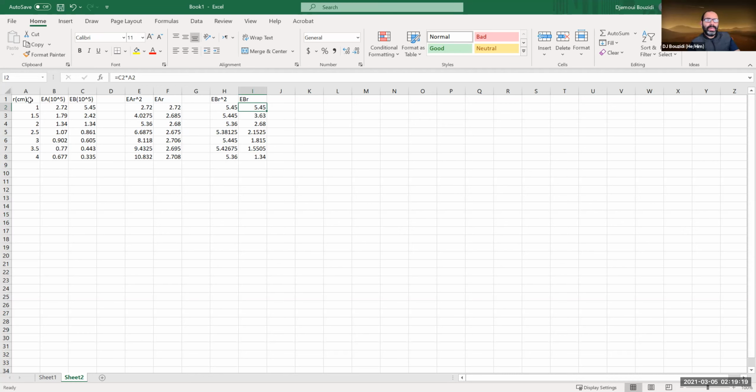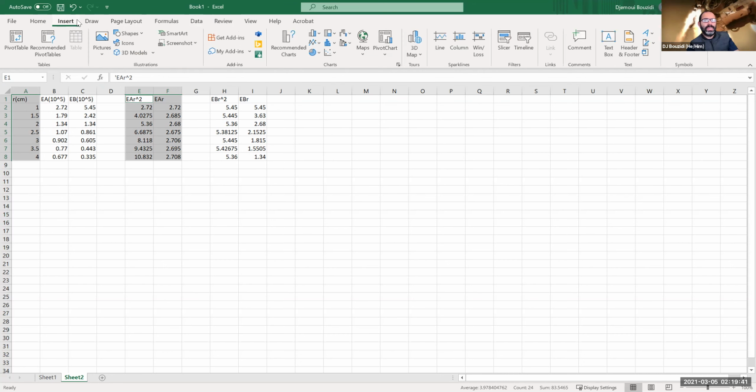Okay, we're going to plot this as a function of R. That's what they want us to do. And this as a function of R. So I'm going to select the x-axis first. I'm going to put my finger on the control key and select the other two cells at the same time, okay? So if you're not familiar with Excel, this is a good time to practice it too. I'm going to come to the insert in here.